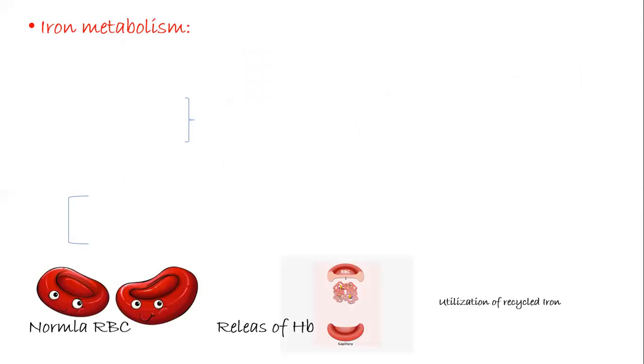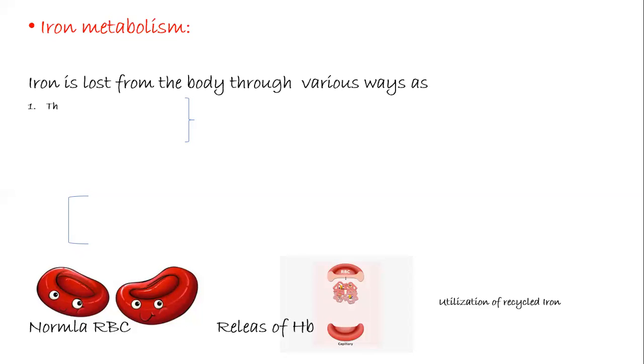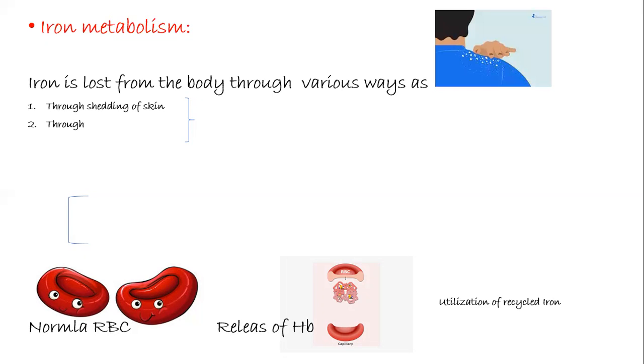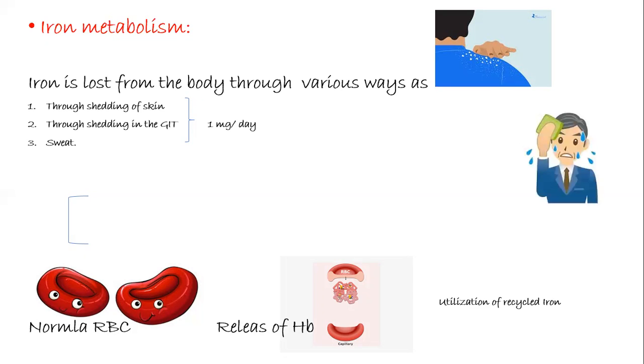Now we'll take a closer look at iron metabolism. Iron is lost from the body through various routes. The first one is through shedding of the skin. You all know that each day, every moment, we shed some part of our skin. So, iron is lost that way. The second is through shedding in the GIT and through sweat. This total loss consists of about 1 milligram per day. So, these losses need to be replaced by the diet.